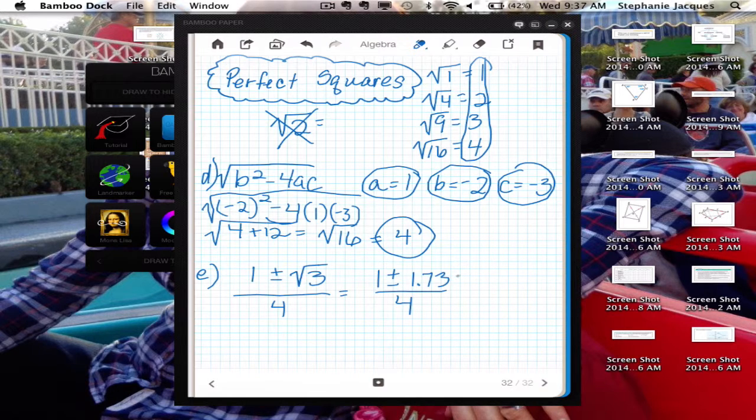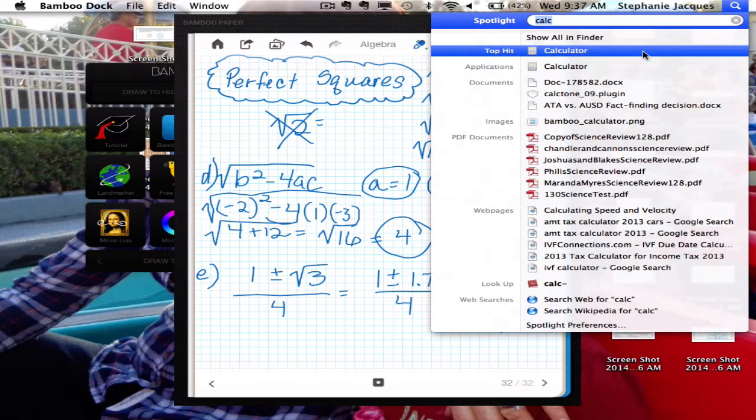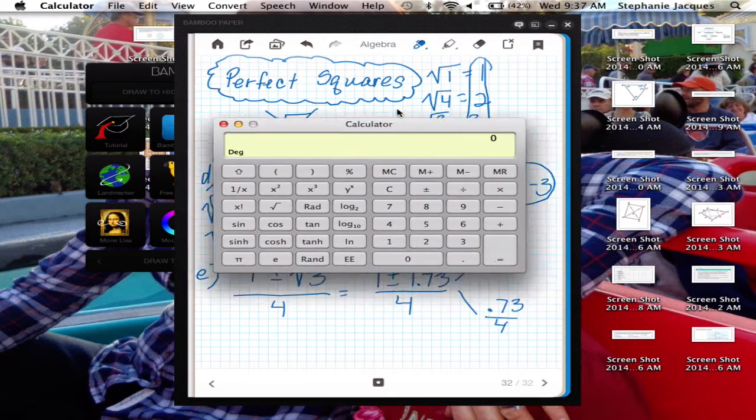And I know all of you are going, what, plus or minus? I don't understand. Well, what you do is you break it into two expressions. The first one is 1 plus 1.73, which would be 2.73 divided by 4. And then you have 1 minus 1.73, which is going to be 0.73 divided by 4. So I'm going to pull out my calculator again and do both of those problems.